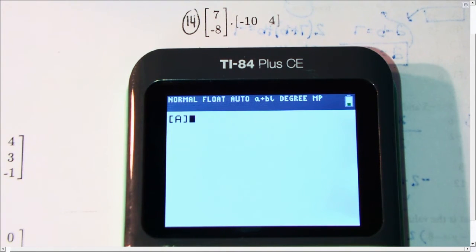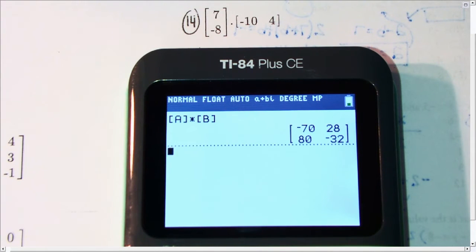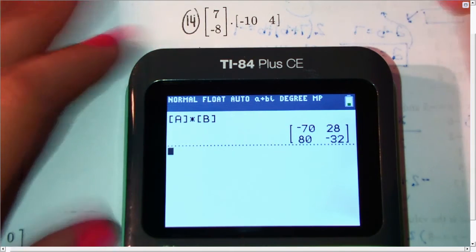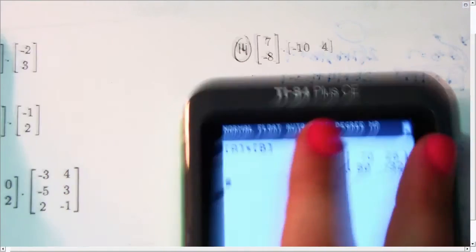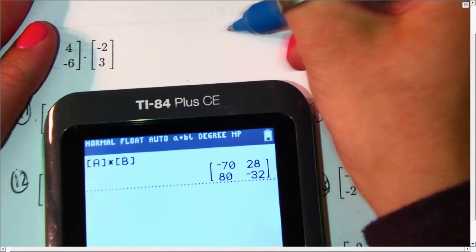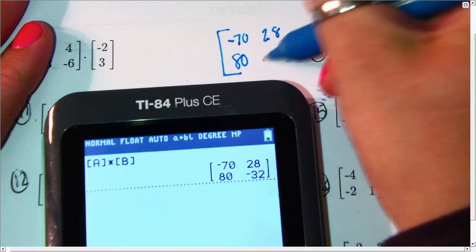So I'm going to go into the matrix. I'm multiplying my 2 matrices together. And this is my matrix I get out. So I'll write it to the left. How about that? That way it's a little bit easier because the pen isn't behind the paper. So we should get negative 70 and 80, 28 and negative 32.